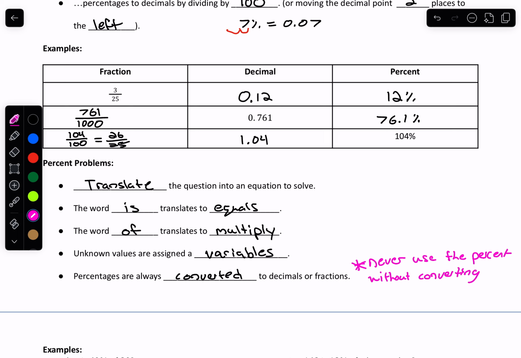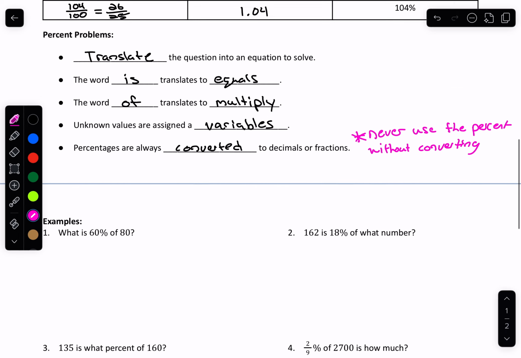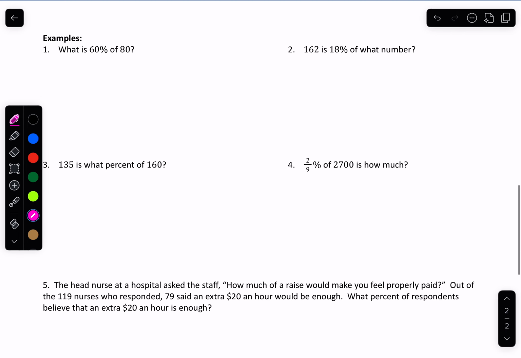Okay, so whenever we see a percentage like 4%, we will always turn that into 0.04 or 4 over 100. We will never use the percent directly in the problem. All right, so now that we know is means equals, of means multiply, and unknown values become variables, now we can go ahead and actually solve some examples.